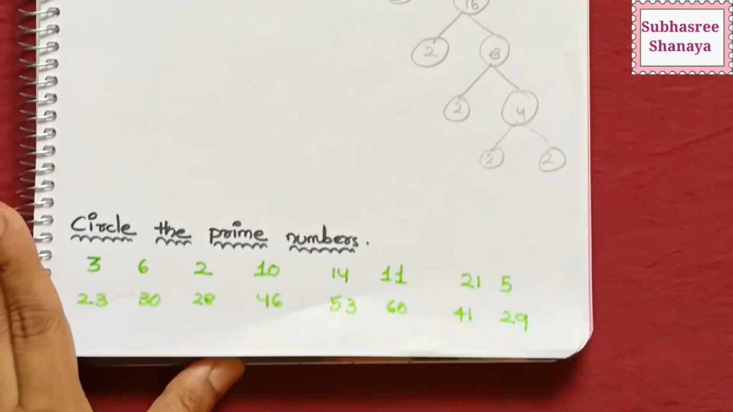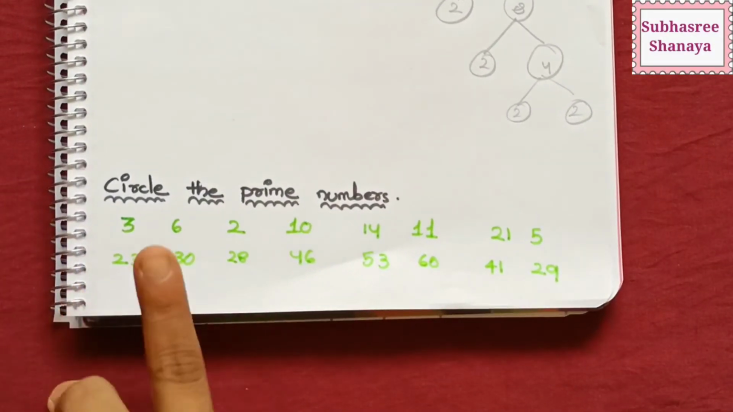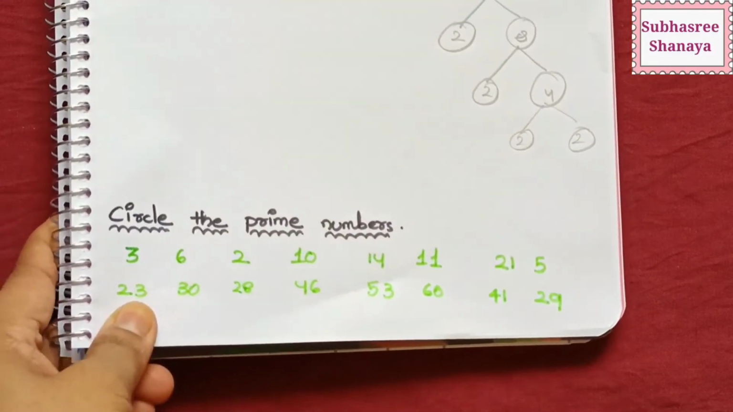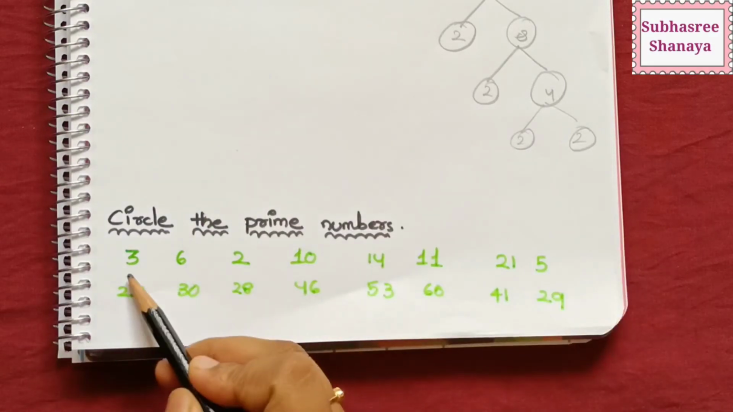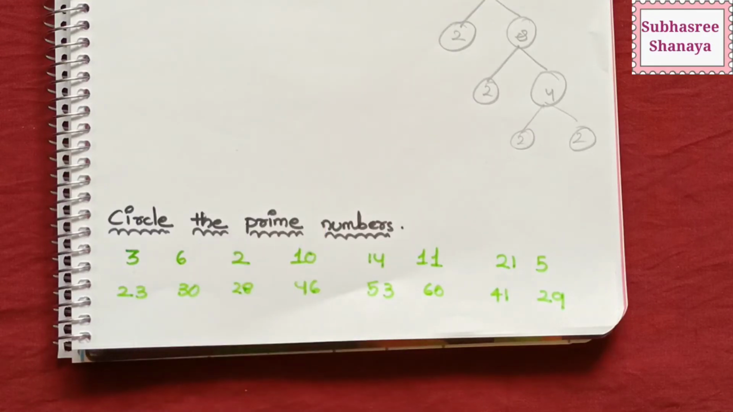Now let's come to the next question, that is circle the prime numbers. We know prime numbers means the numbers that have only 2 factors, that is 1 and itself. Those numbers are called prime numbers. So we have to find which are prime numbers and circle them. Likewise, 3 has only 2 factors, 1 and 3.